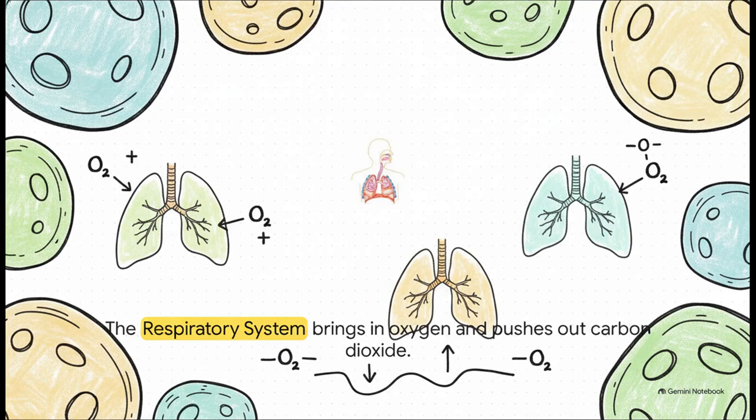Think about your respiratory system. Individual cells built tissues, and those tissues built specialized organs: your nose, your windpipe, your lungs. These organs all team up for one crucial goal: bringing oxygen in and pushing carbon dioxide out of your body.